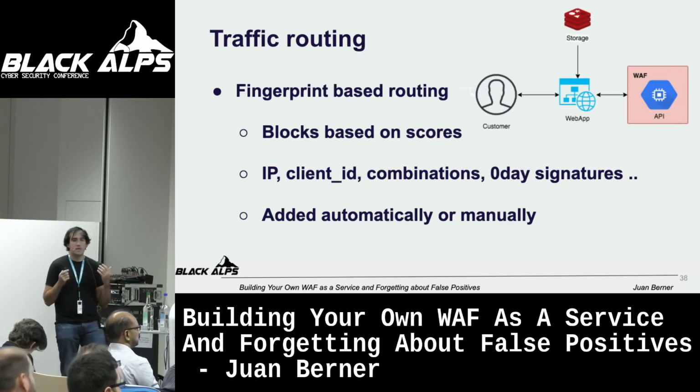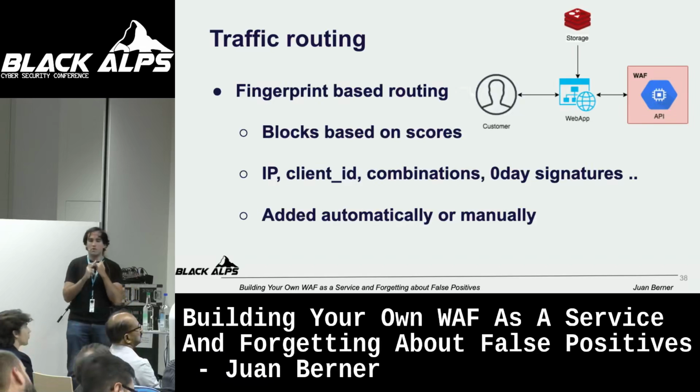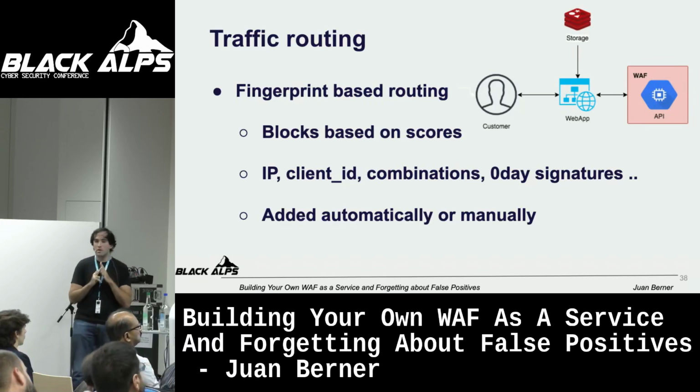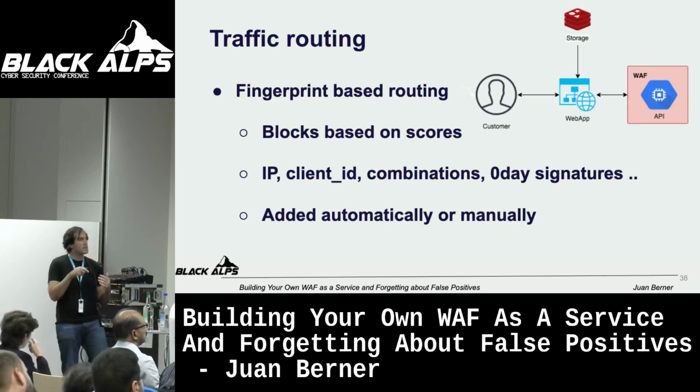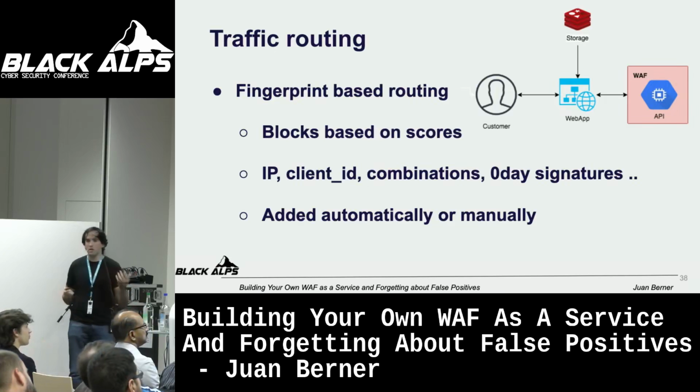It basically decides based on the storage that some particular, let's say 0-day string, or a particular user ID, or a combination of user agent and IP address is behaving in a malicious way, and then decides to actually route the traffic to the WAF. And this can be manually or automatically added.